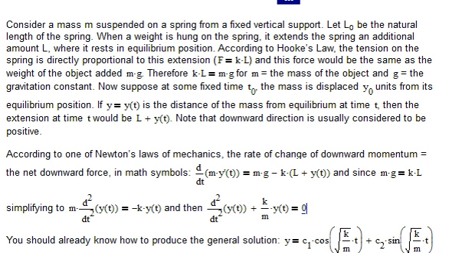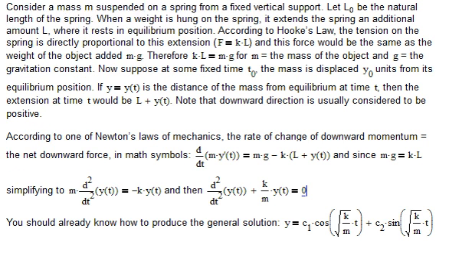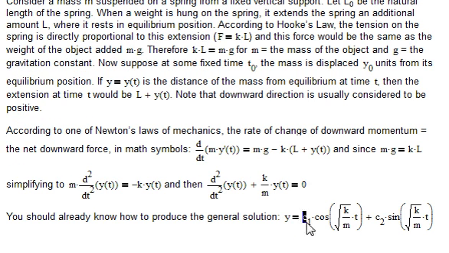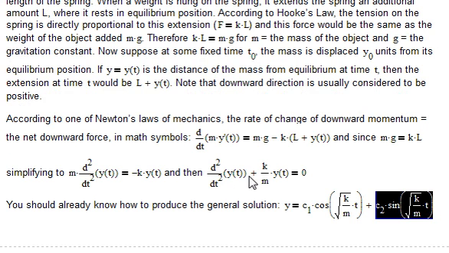And we've already done these. So this solution would be C1 cosine of square root of k over m t plus C2 sine of square root of k over m t. Right? Because the characteristic equation is r squared plus k over m equals 0. So that's something we are good with.